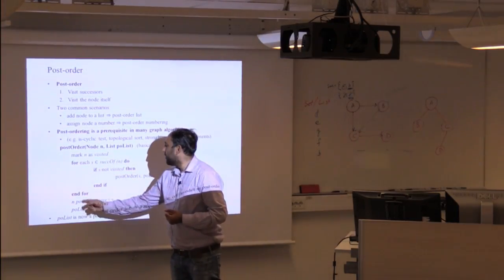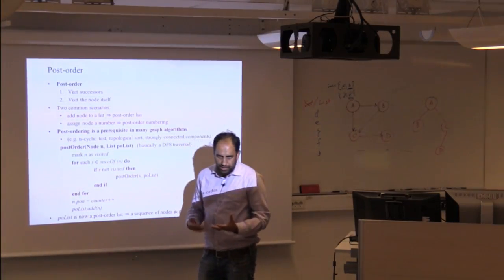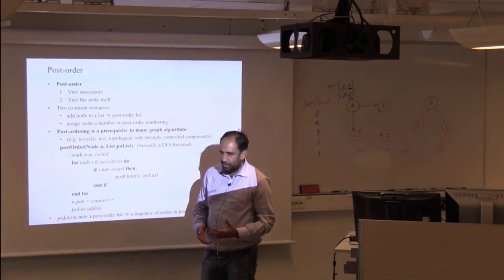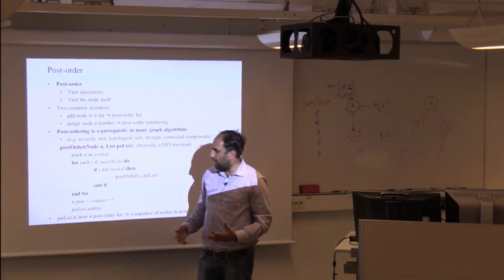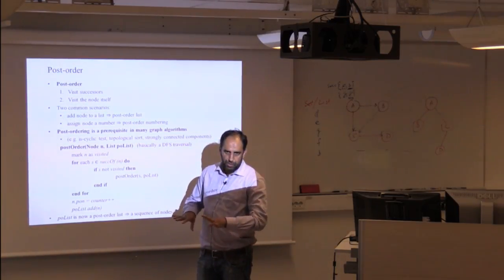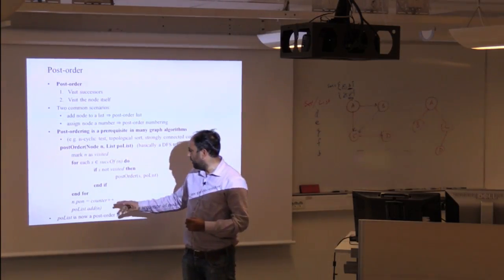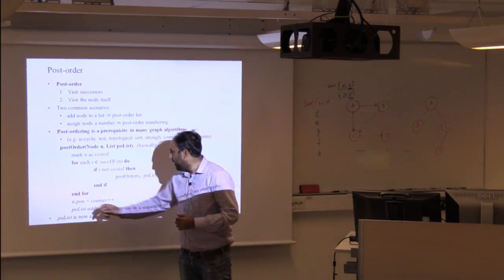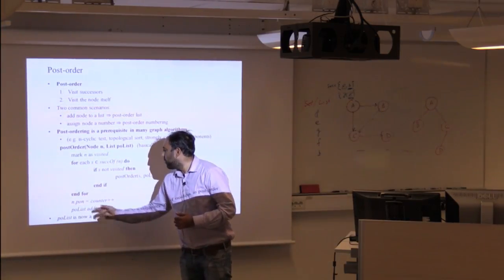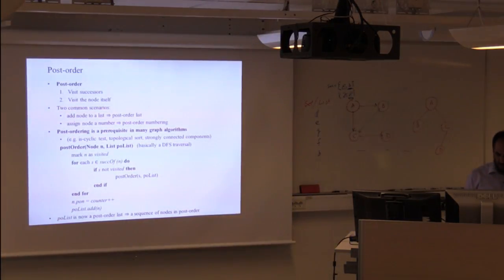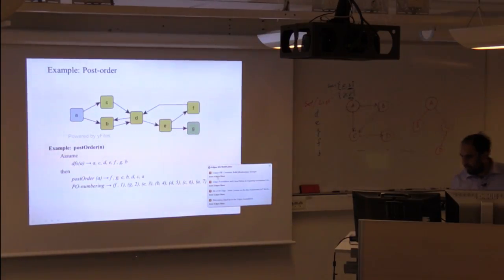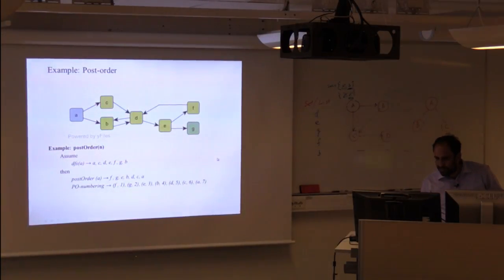for every node we have a post order number, that is, the order in which we have visited the node, and we use a simple counter to find out in which position or in which order we have visited that node, and then we add that node to that list. This will become more clear if we use an example over here.